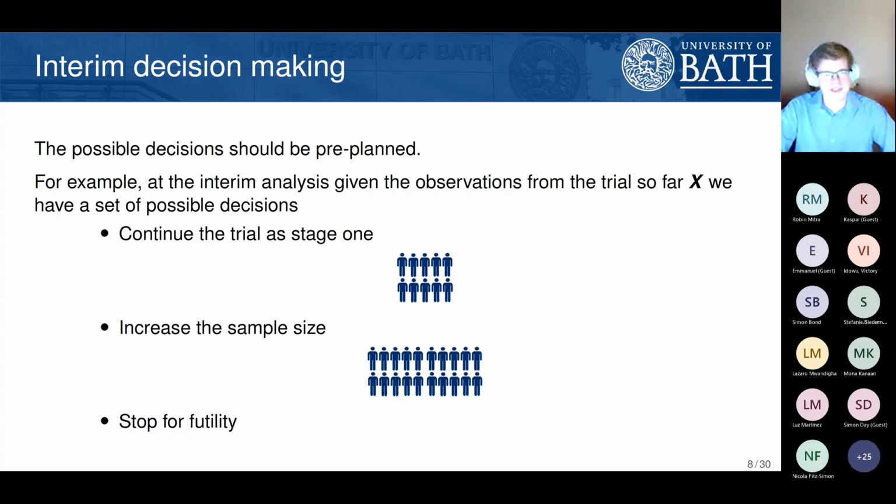Just an idea of some possible decisions. These are very simple ones for today, but based on our observations, we might, for example, continue the trial as we had recruited stage 1. Here it's just represented as the same number of patients. We might increase the sample size. Perhaps the estimate of the treatment effect is looking reasonable, but we might need a little bit more data to push us over the line. Or, and this is where we'll come back to with our example, we might stop for futility. We might say the estimate of the treatment effect is not sufficiently big at this stage, and we're going to stop the trial early for futility.